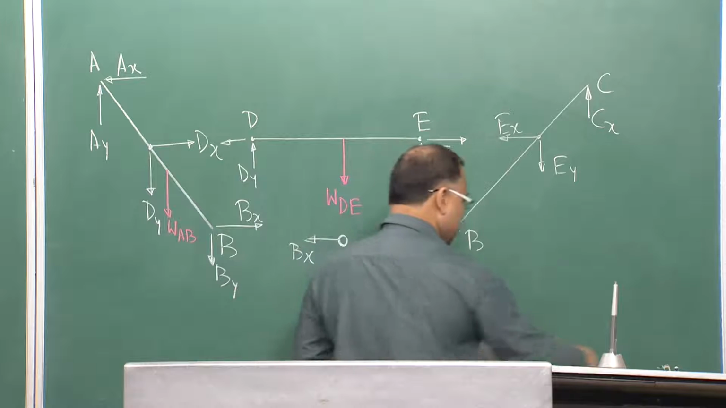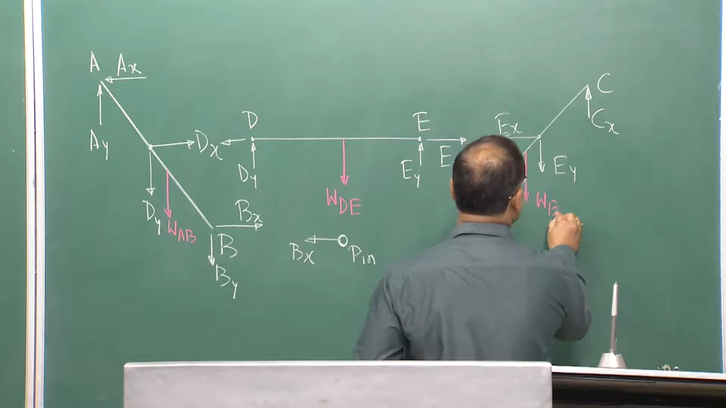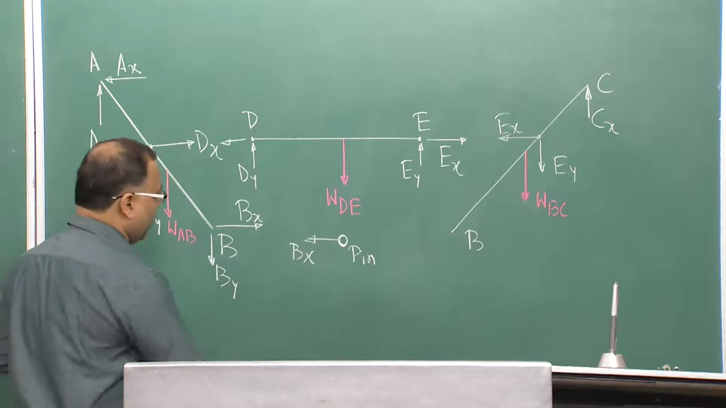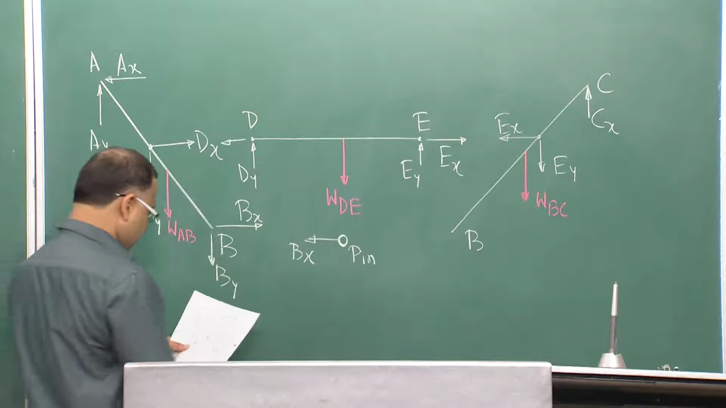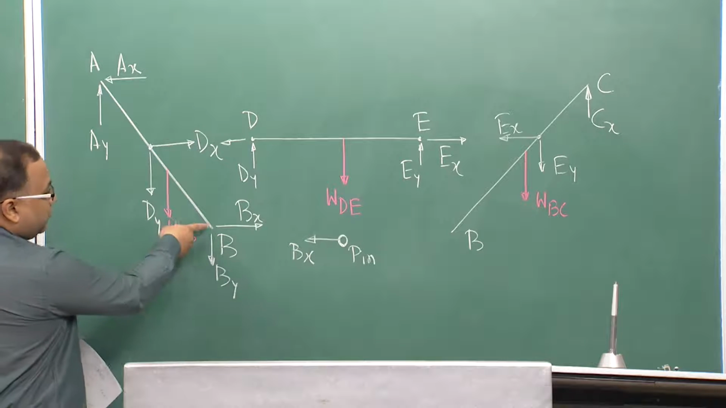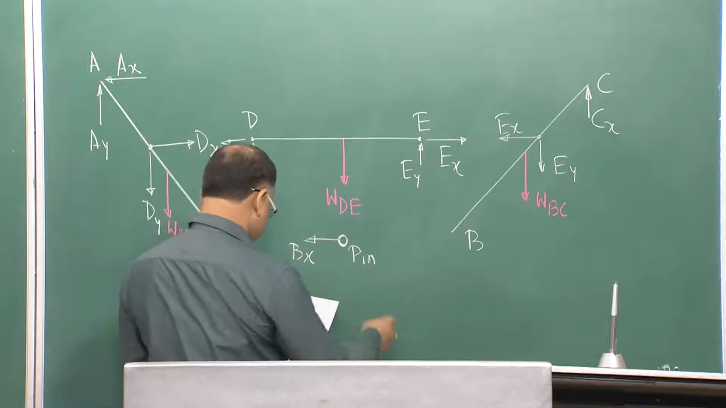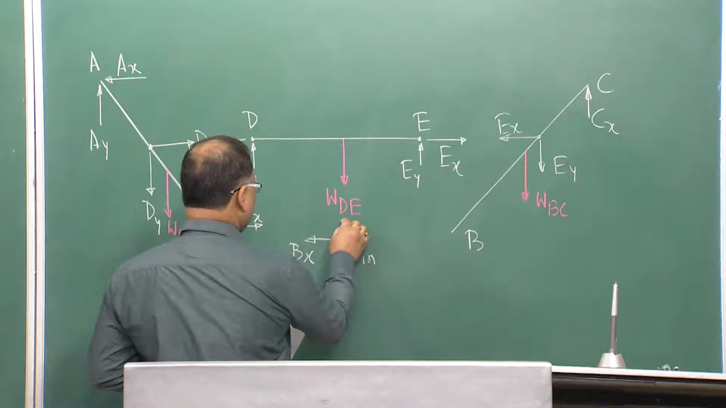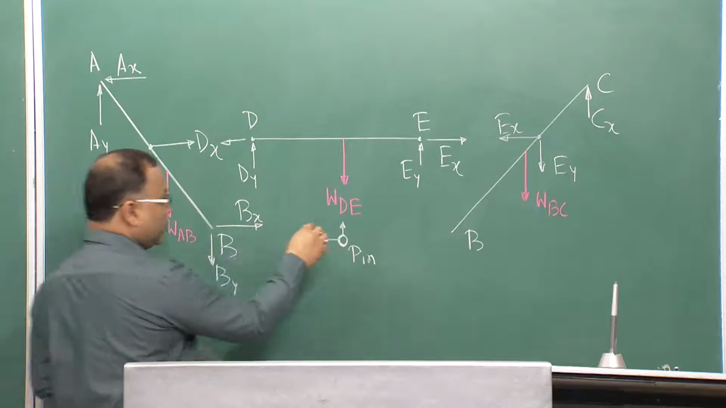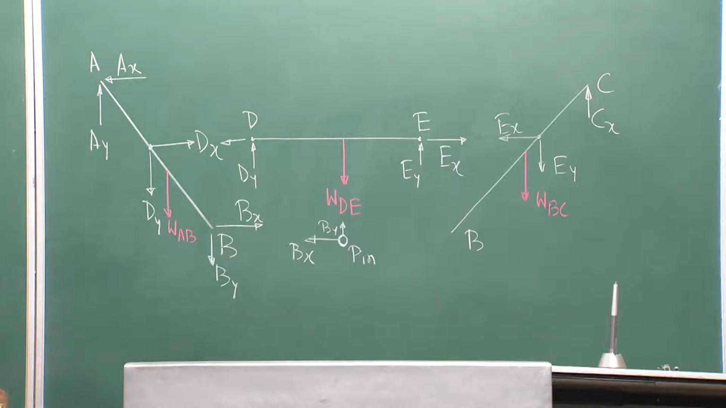Here there is another thing you need to write, that is WBC, the weight. Anyway, for pin B, this was the direction, this was the force Bx, because Bx we had shown in this direction. So, Bx will be in this direction. Similarly, along the vertical direction you will have By; we have shown it in the downward direction, so it will be By in the vertical upward direction.